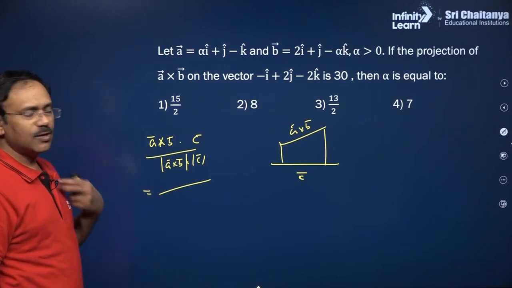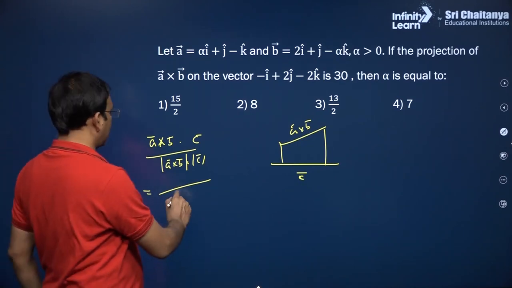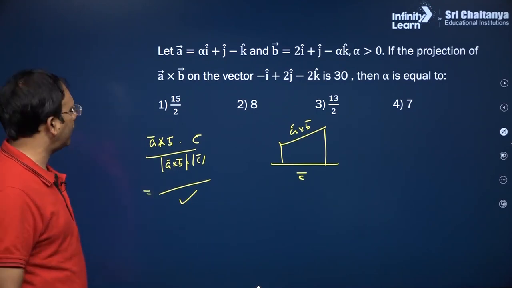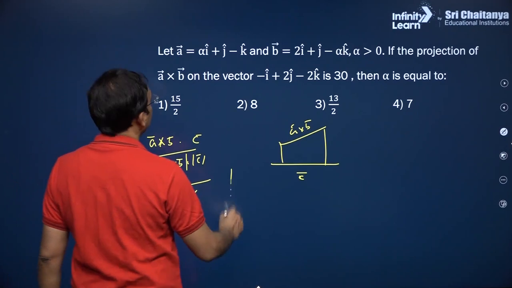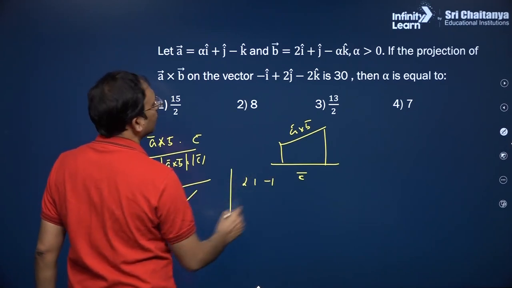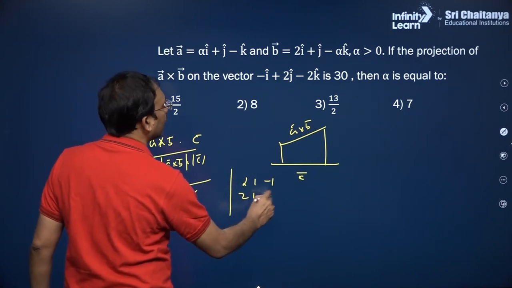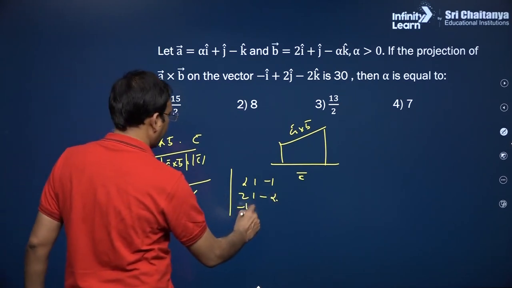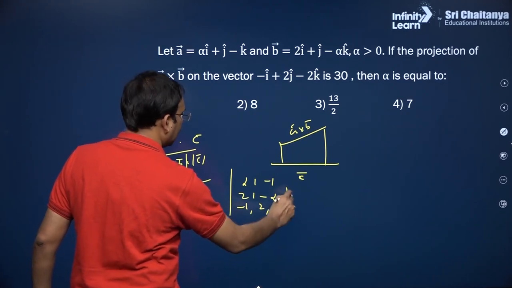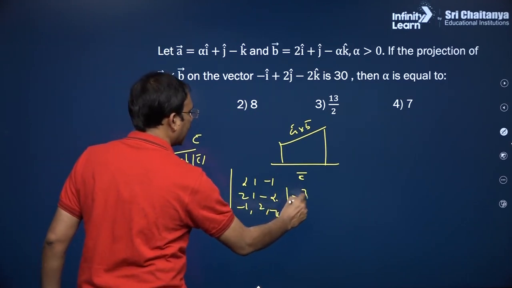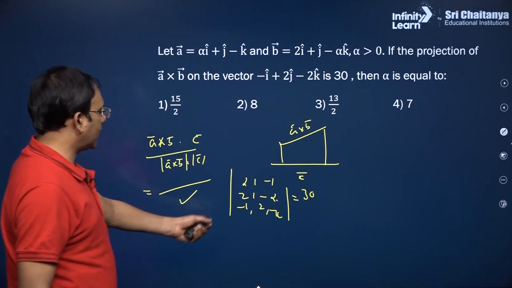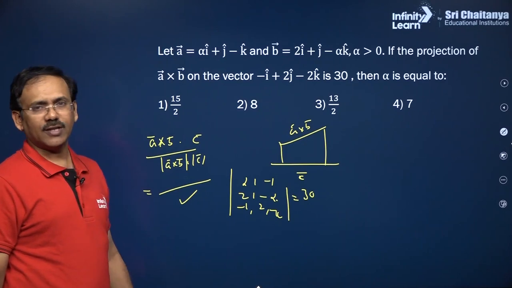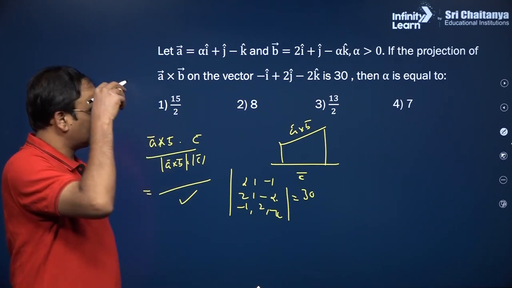Magnitude of A cross B you can just see. You will get some condition in alpha. And here A cross B dot C is also a triple product. You can take the determinant: A first, alpha 1 minus 1, beta is 2, 1 minus alpha, and this is minus 1, 2 minus k. Given this is equal to 30, my dear friends. Here you will get another condition connecting alpha and beta. You just solve these two, you are going to get the answer. That's it. Two conditions we have used.